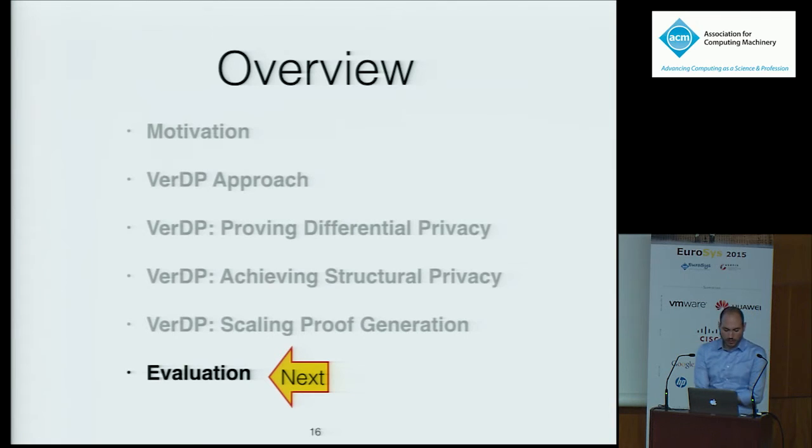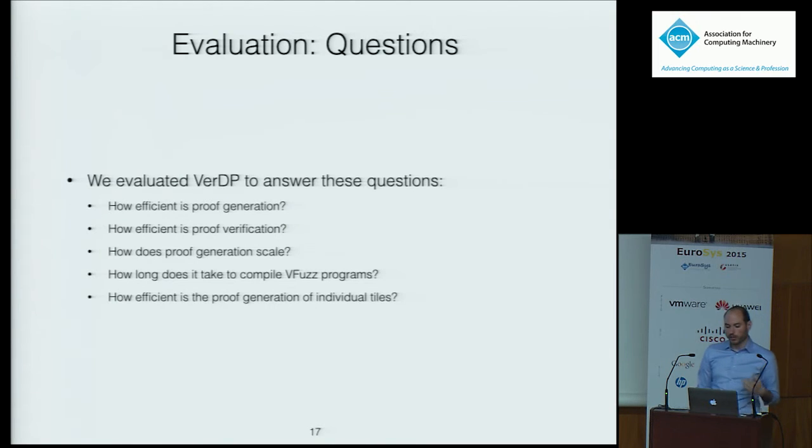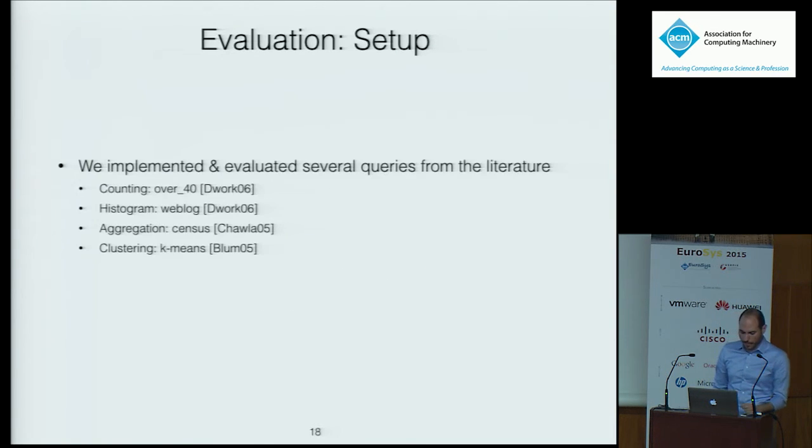So we described how VerDP works, and now it's time to look at our evaluation. In the paper, you can find the answers to all these questions, but in this talk, I'm only going to focus on the first 3. So for our evaluation, we implemented several queries from the differential privacy literature in VFuzz. And these range from simple counting queries to histograms and even clustering queries like k-means. What's important is that these are useful queries that can be used to produce meaningful scientific study results.